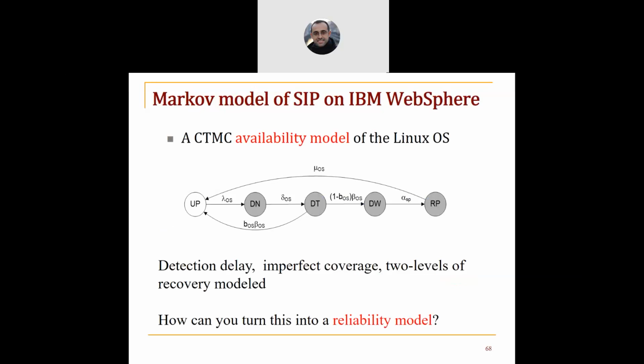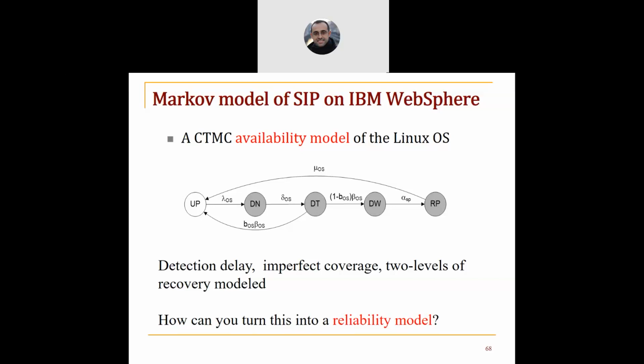Now, Markov chains, I've given you some simple examples. So this is a model of a Linux operating system that we used for IBM's BladeCenter and IBM SIP that we're going to describe later. So suppose that the operating system is up and running, and after some time it fails. Failure rate of the operating system is assumed to be lambda sub OS. When the operating system has failed, it may be that there is some detection delay before you actually realize that it has failed. So there is a detection rate, delta OS. After this small detection delay, you know that the operating system has failed.